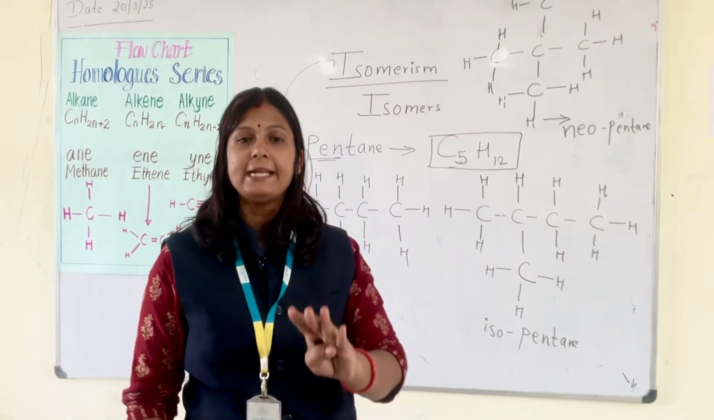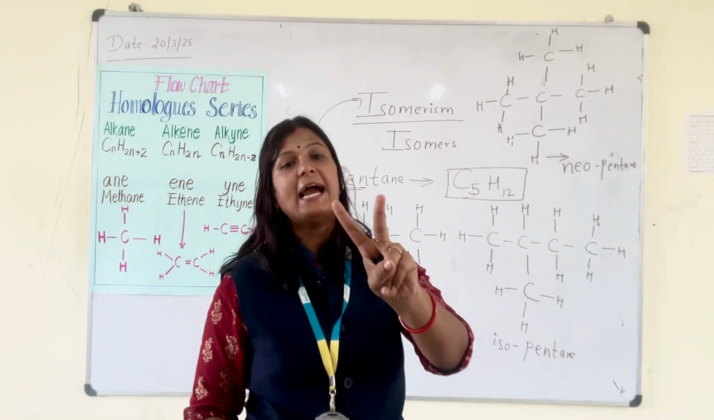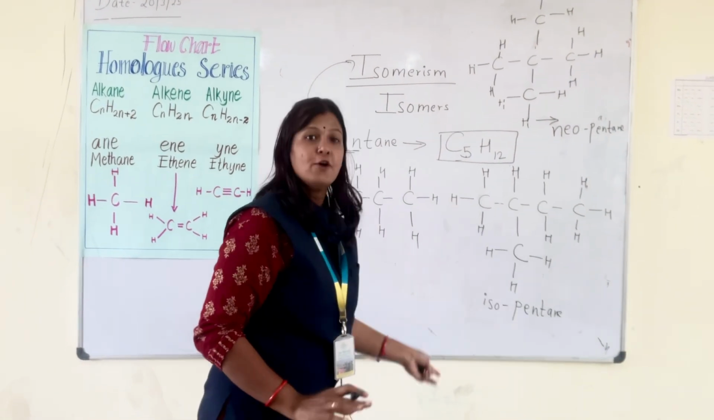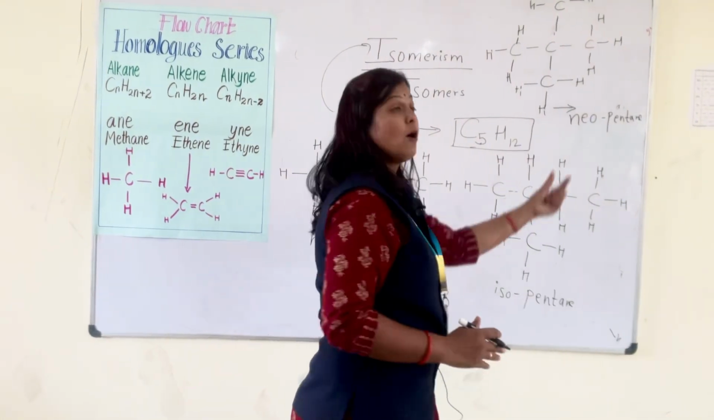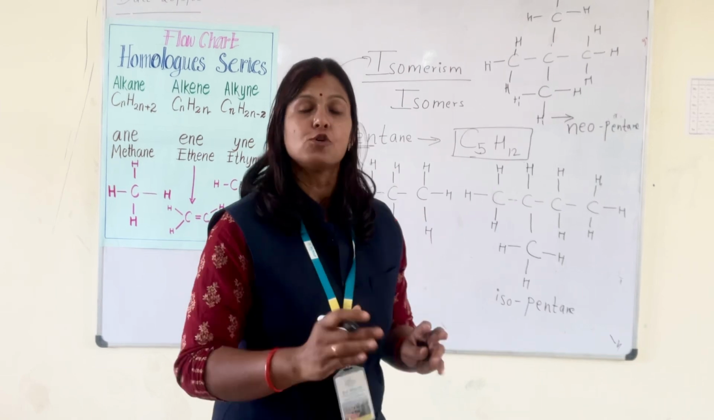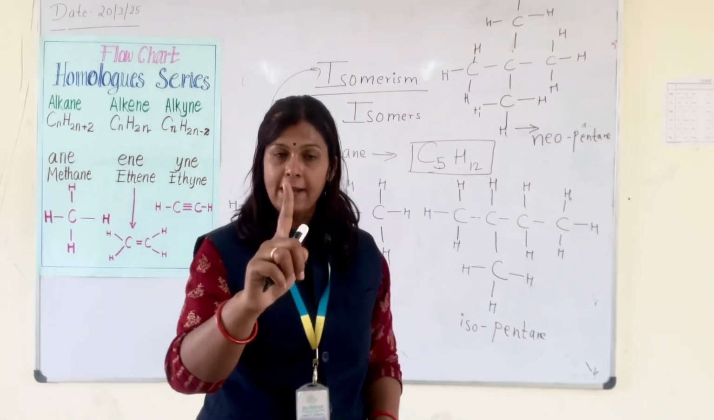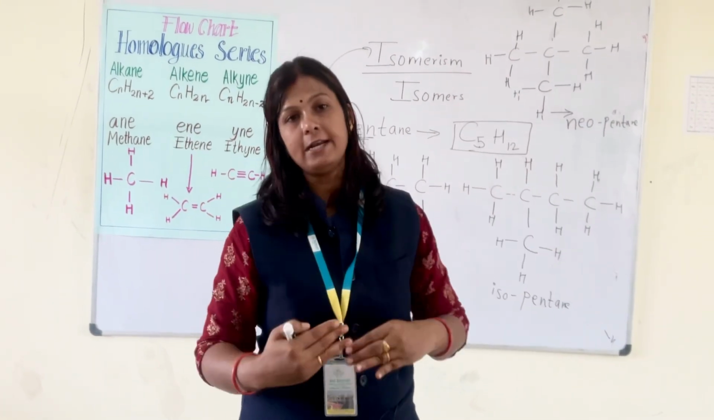Because butane contains only 4 carbon. So for butane, only 2 isomers are possible, that is N and iso. From pentane, you can go for N, iso and neopentane. N means straight chain, iso means one branch and neo means 2 branches, one up and one down.